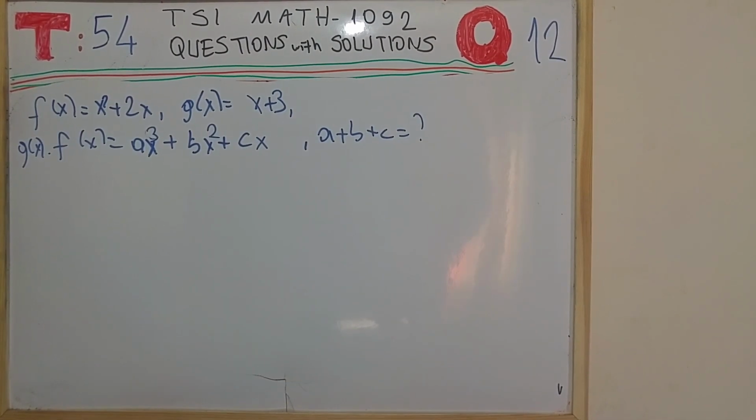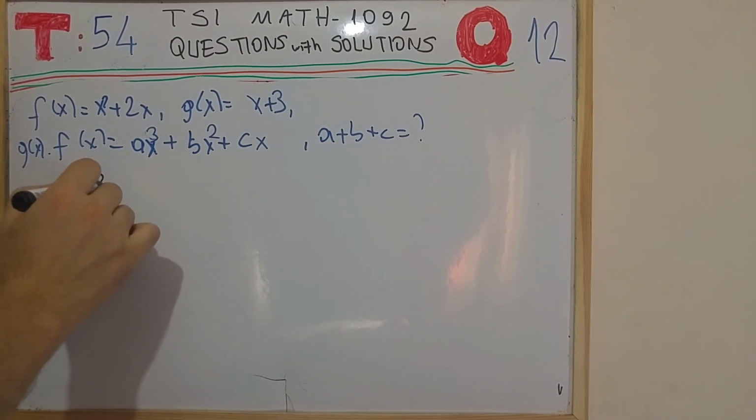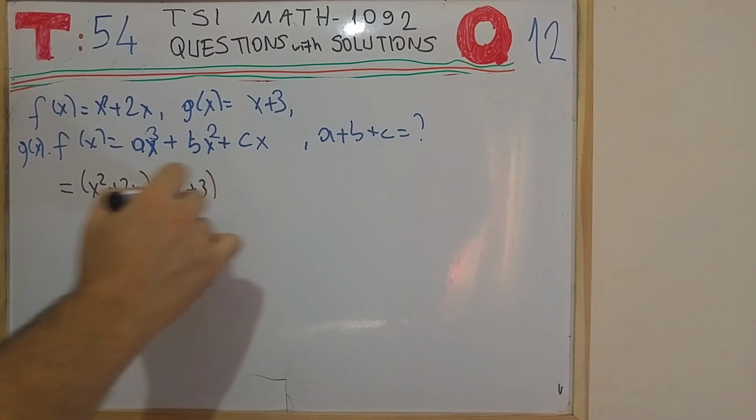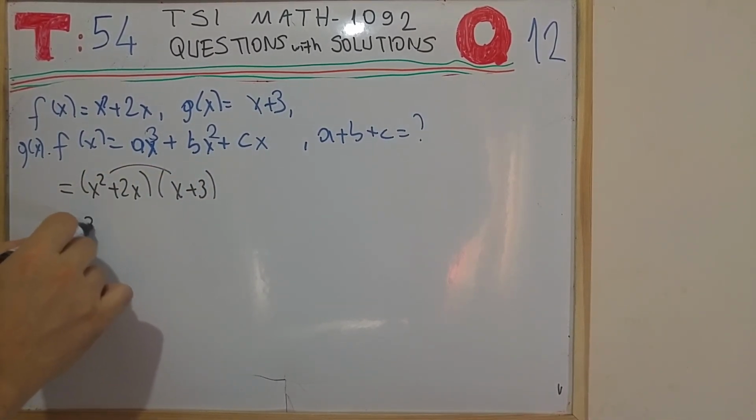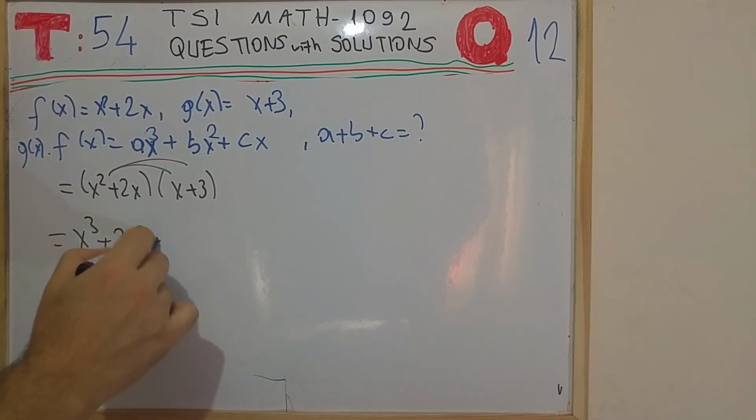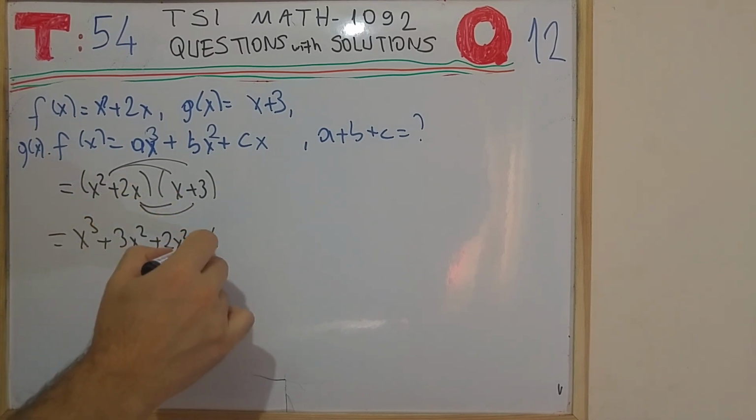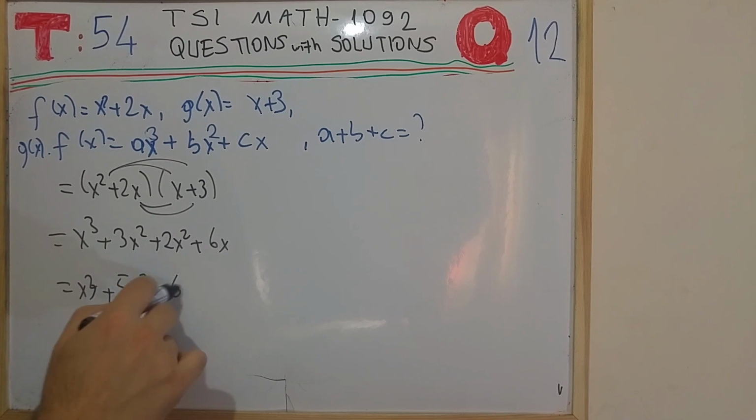Let's calculate the multiplication of two functions first. So it would be f of x, which is x squared plus 2x, times g of x, which is x plus 3. So the multiplication will come out to be x cubed plus 3x squared plus 2x squared plus 6x, which is equal to x cubed plus 5x squared plus 6x.